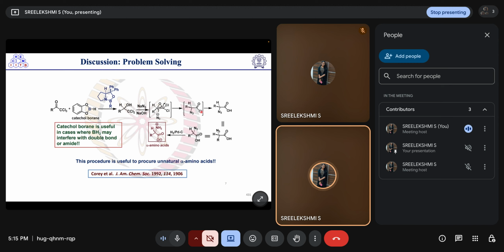Then this can be converted into the corresponding carboxylic acid, which can be written like this. And then H2/Pd-C mediated reaction will convert this N3 into NH3 plus, and the COOH will be COO minus, that is alpha amino acids. So instead of BH3, we can also use catechol borane, where BH3 may interfere with the double bond or amide. So this procedure is useful to procure unnatural alpha amino acids.